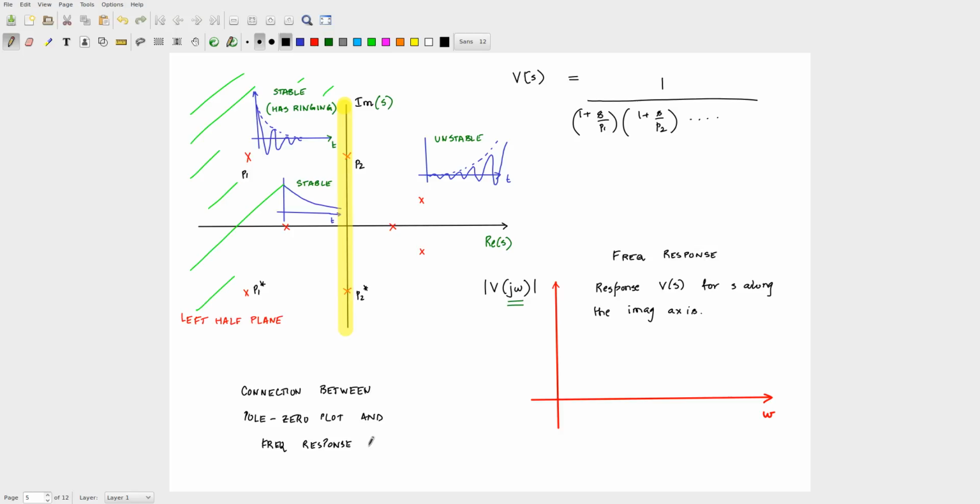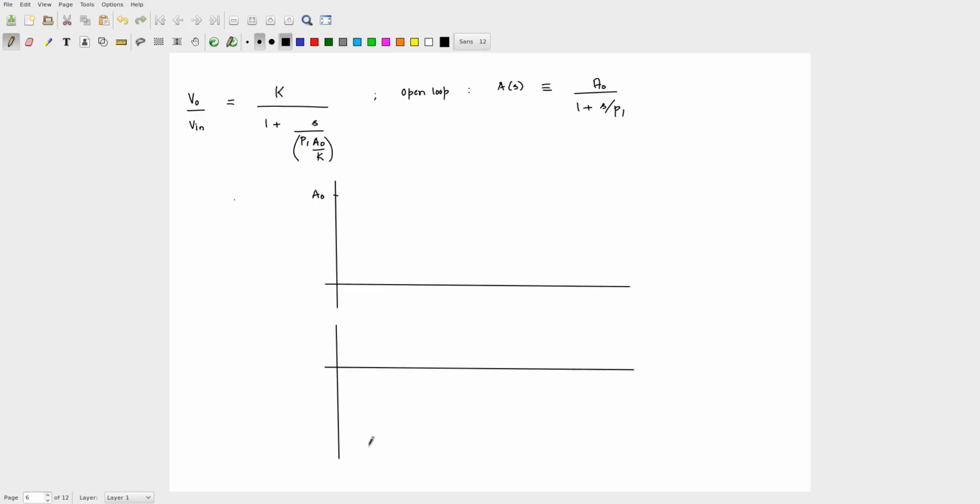Okay, so in general, the problem is if I give you a pole zero plot, you should be able to draw the frequency response. That's more complicated. There's a systematic procedure. You will do that in control systems. Okay. All right, let me draw now the frequency response of this guy.